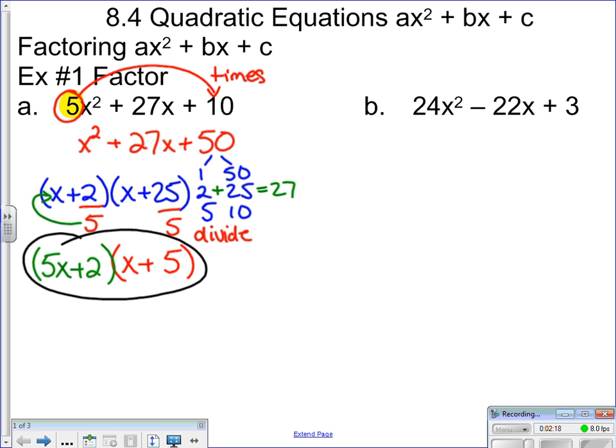So when we look at B, you should pause if you'd like to multiply by 24. That's 72. So pause here and figure out what times what makes 72 that adds up to negative 22. And then don't forget to divide at the end.